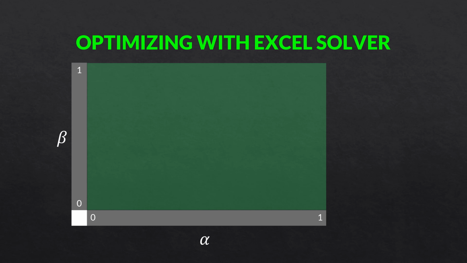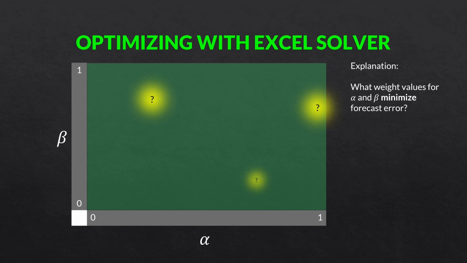Now, of course, we don't want to leave alpha and beta to random chance, just hoping we pick the best values. We want to optimize them. Luckily, we can do so with Excel's Solver. So the question is, what weight values for alpha and beta minimize the forecast error? So it could be anywhere within this matrix. Alpha is on a continuum from 0 to 1. Beta is on a continuum from 0 to 1. It could be any value in between those and including those. It could be any or none of these highlighted areas in this chart. But somewhere in this square, there's a combination of values for alpha and beta that minimize the forecast error, and Solver can help us find it.